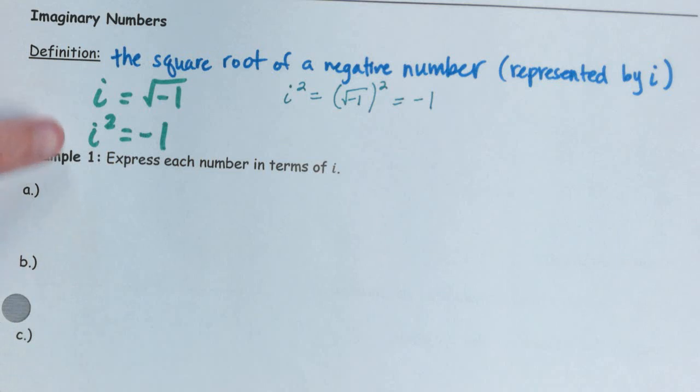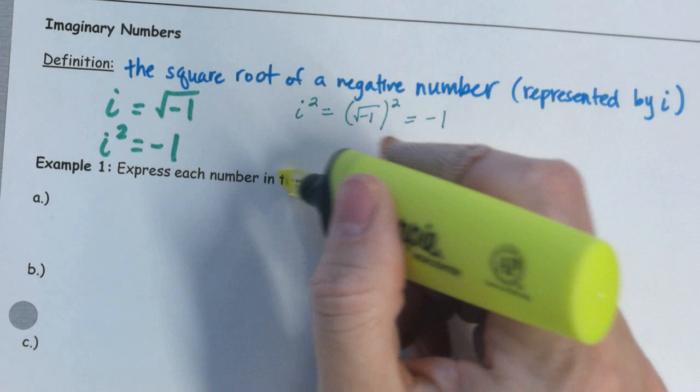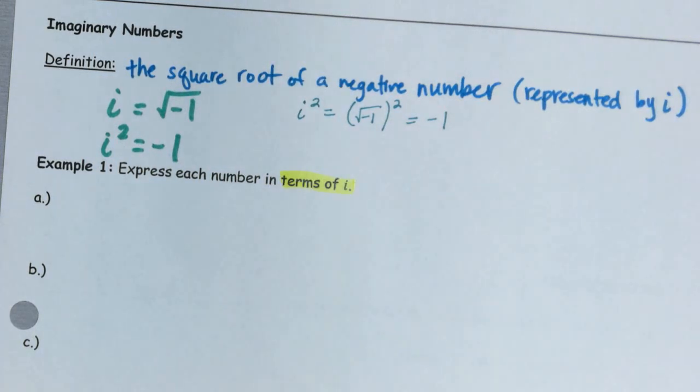We're going to be using that later on. That is a big thing, because if we can represent a radical as a whole number, that's going to help us do some simplifying. Okay, and then in example 1, we are going to express each number in terms of i. So we are going to be simplifying each of these terms.